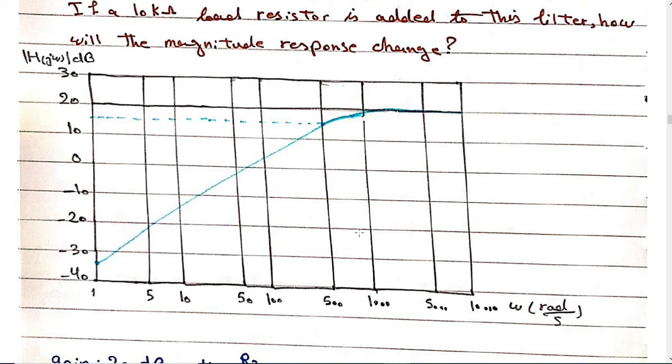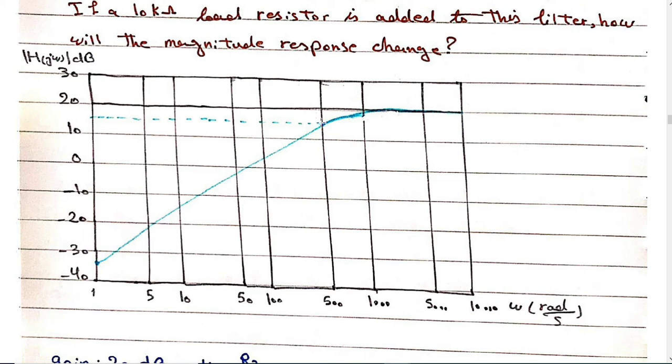What is the gain, or the maximum value for the transfer function in dB? From this plot, what is the maximum value for H in dBs? 20. So 20 is the maximum value. What kind of filter is it? A high pass filter, right? So what is the maximum value for the transfer function in dBs? 20.